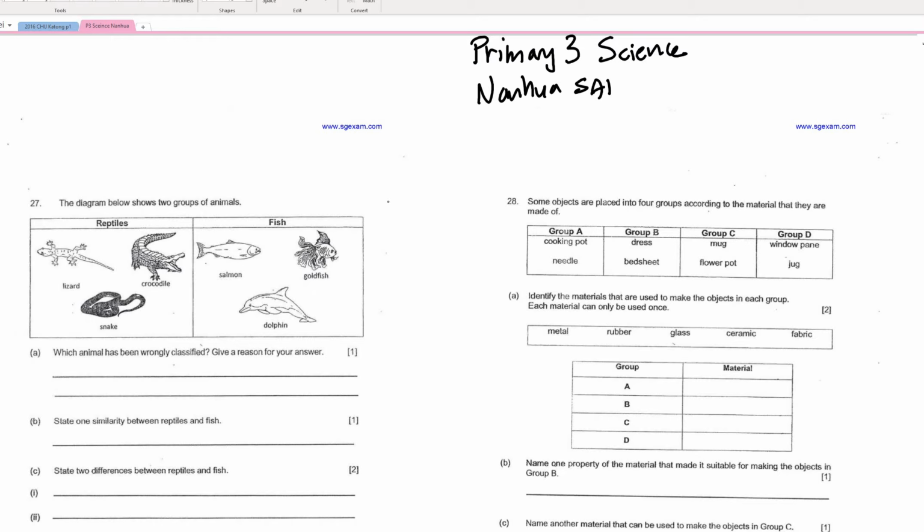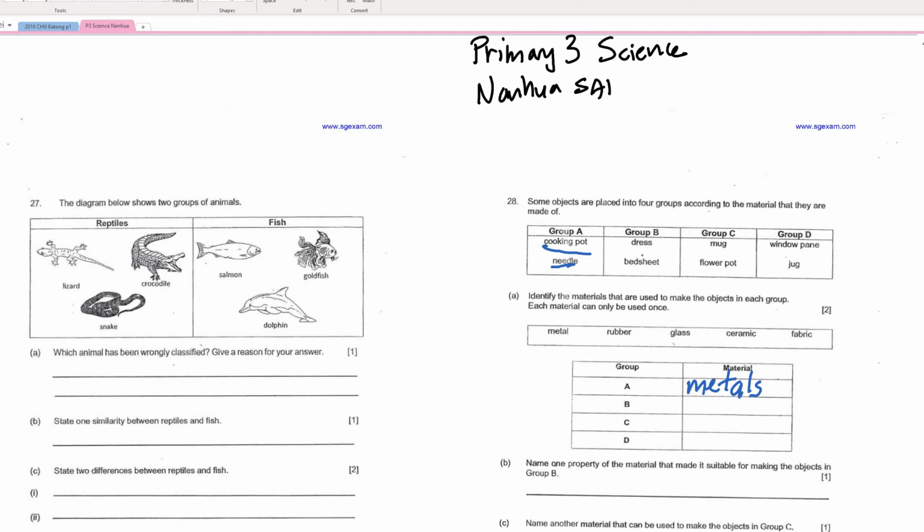Okay, let's take a look at Group A. Group A, we have cooking pot and needle. They are actually made up of metals. For the cooking pot, you need the cooking pot to be a metal so that it can heat up very fast, as metals are good conductors of heat.